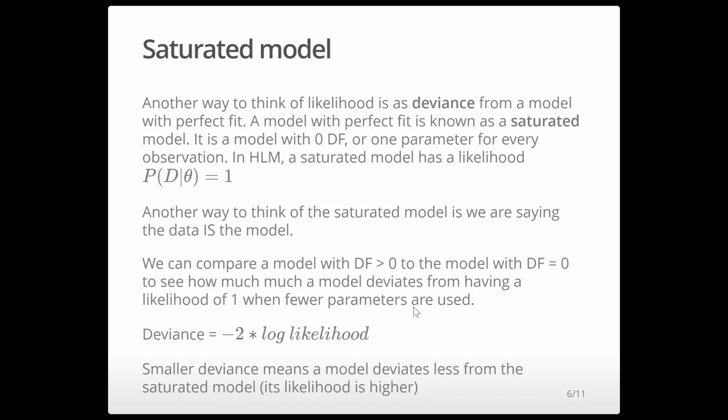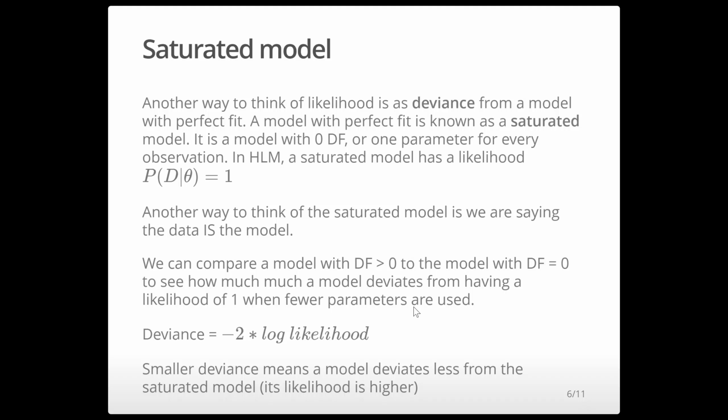Deviance is a way of thinking of likelihood in terms of how far your model, which has degrees of freedom, deviates from the saturated model, the model with perfect fit. So we compare a model with degrees of freedom greater than 0, which is, again, a model that has fewer parameters than data points, so that means that the parameters can have some freedom in how we estimate them. They can have some variability, to a model with 0 degrees of freedom, which is a model with perfect fit with one parameter for every data point. We can see how much a model deviates from perfect fit.